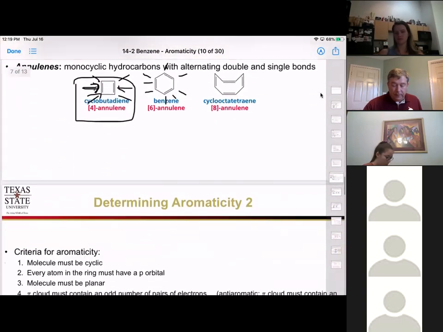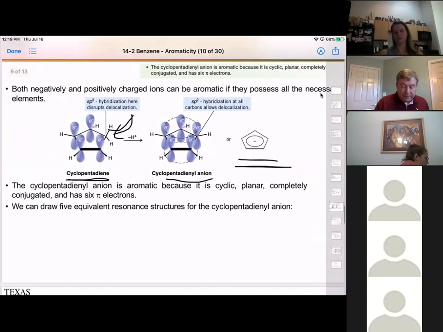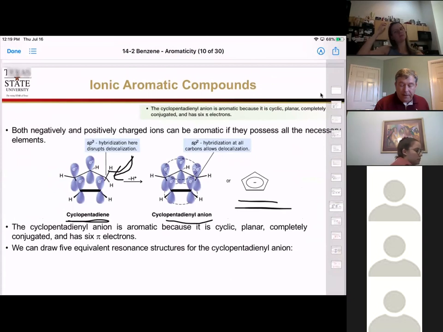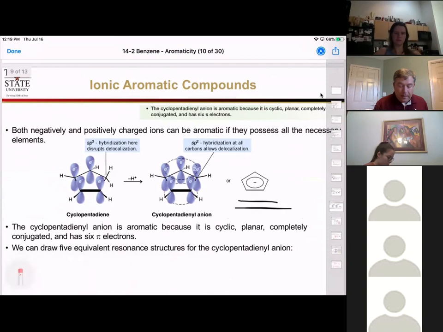So let's go and look at this particular one here to start with. The first thing is not only do we have to have the right number of electrons, we have to have the right number of electrons in the right orbital, right? Correct. So in the case of cyclopentadiene, because we have an sp3 hybridized carbon here, it is non-aromatic, okay? Because it breaks the rule of having a p orbital available to it.